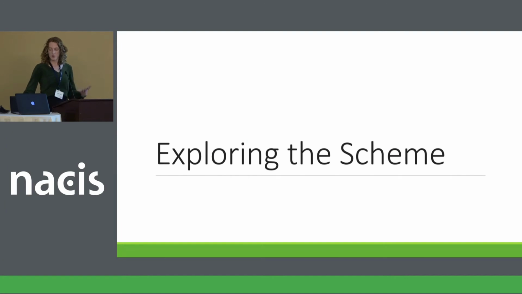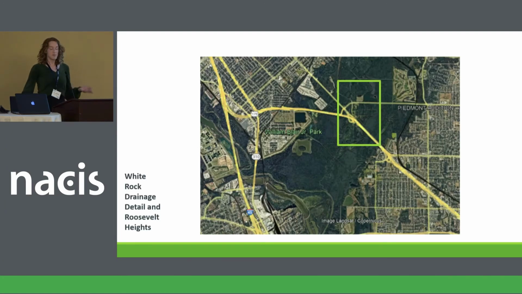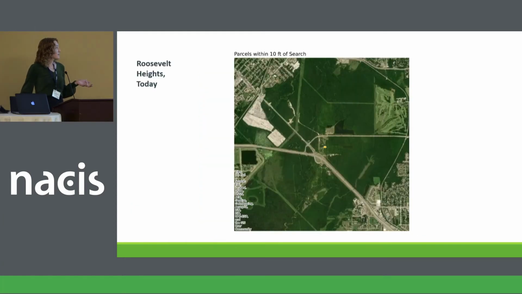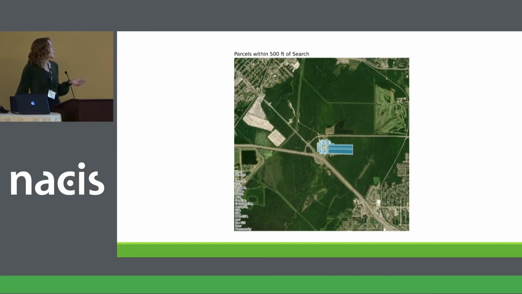So let's kind of explore that a little bit. So I mentioned this area. We're going to focus back in on this area. So this is actually a neighborhood called Roosevelt Heights. This is what it looks like today. It looks like a pretty forested, flooded out area. I have in this little map, and that little yellow dot is one parcel highlighted. Roosevelt Heights.